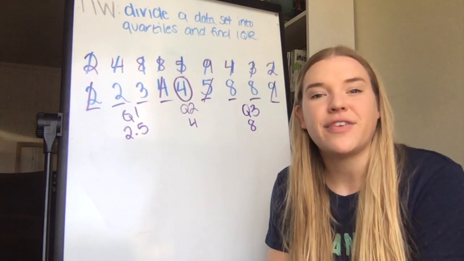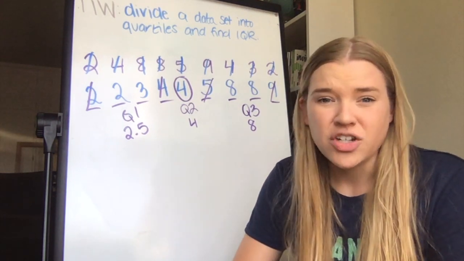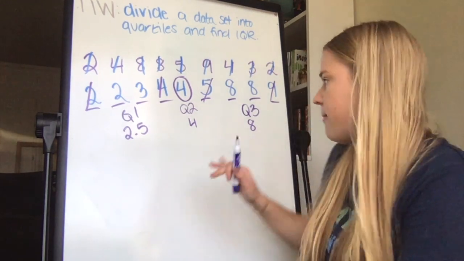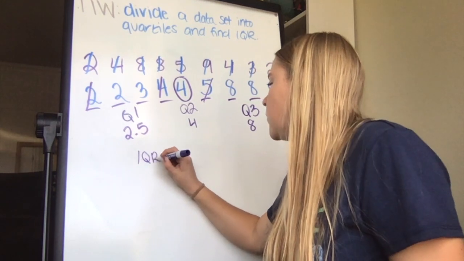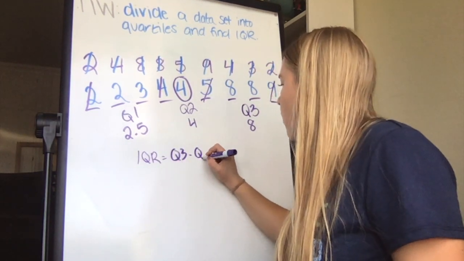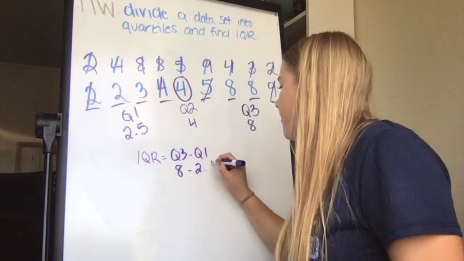So now I have to find my interquartile range. Remember, my interquartile range is just the range of my quartiles: the biggest quartile minus the smallest quartile. My biggest quartile is always quartile 3. So the interquartile range equals quartile 3 minus quartile 1, which is 8 minus 2.5.